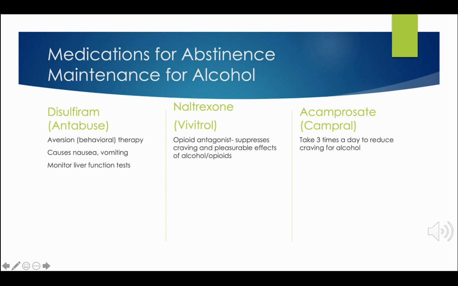Naltrexone is a pure opioid antagonist that suppresses the craving and pleasurable effects of alcohol. And we can also use this one for opioid withdrawal. So we're going to assess the client's history to determine whether the client is also dependent on opioids, because using that increases the risk for opioid toxicity if the individual is taking opioids at the same time. We're going to suggest that they get the monthly IM injections of naltrexone. And we'd encourage them to take it with meals to decrease GI distress.